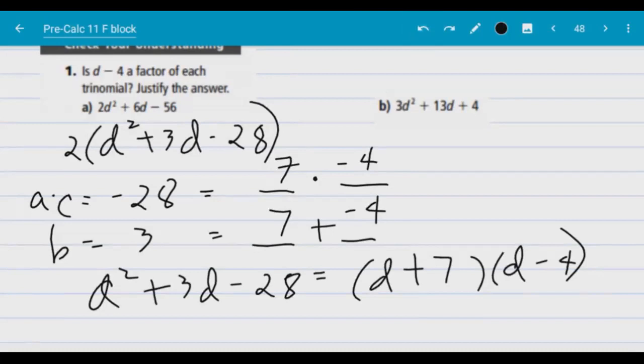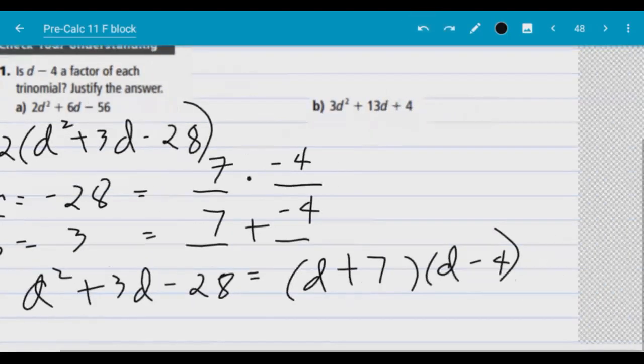We are trying to figure out whether d minus 4 is a factor of the trinomial, and we can see that, oh, when we factored it out, we have d minus 4 here. What does that tell us? Yes, d minus 4 is a factor of the trinomial because when we factored it out, we found it to be right here. Okay, next one.